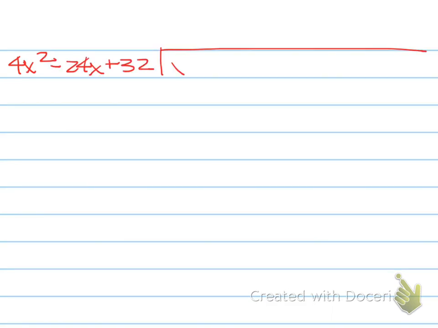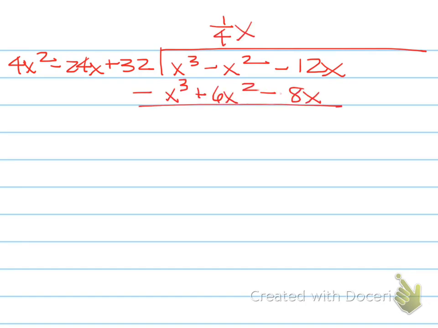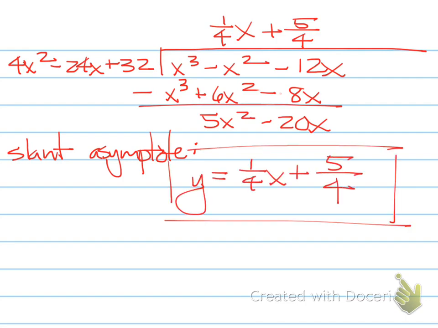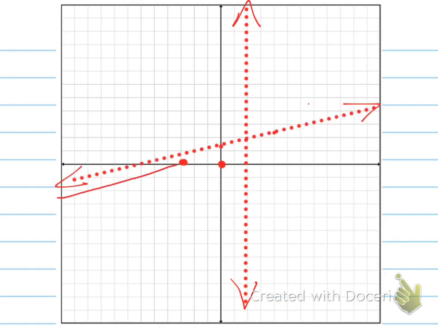So there will be a slant asymptote since there's not a horizontal asymptote. To get the slant asymptote, we're going to divide the numerator by the denominator. And our quotient will be the equation of the line that is our slant asymptote. So our slant asymptote is y equals 1/4 x plus 5/4.